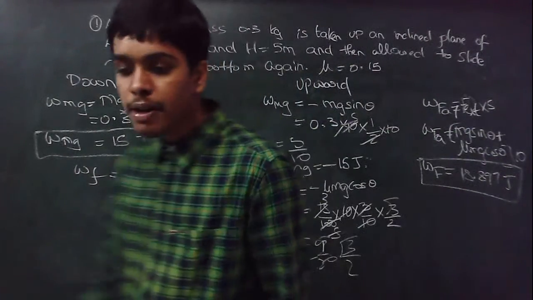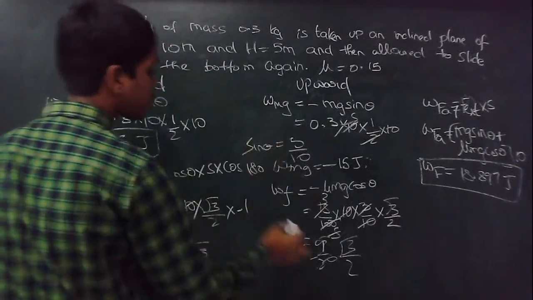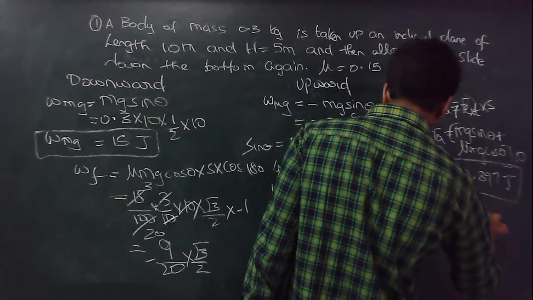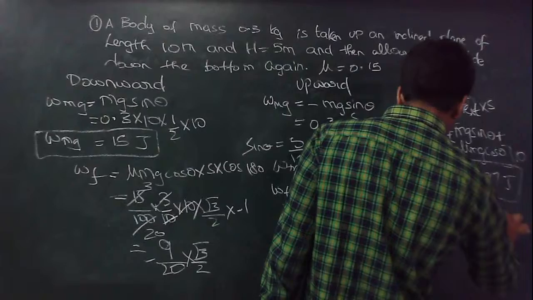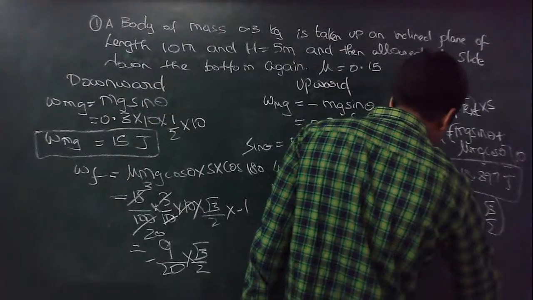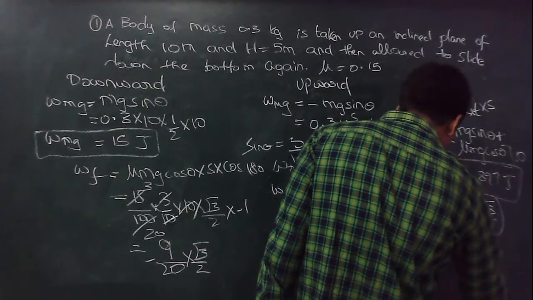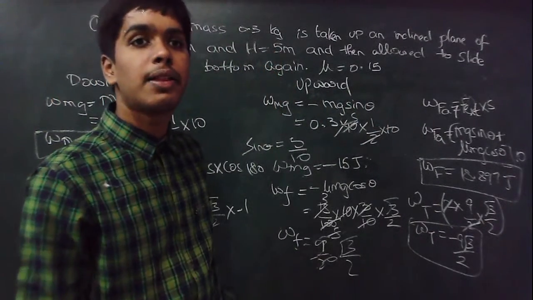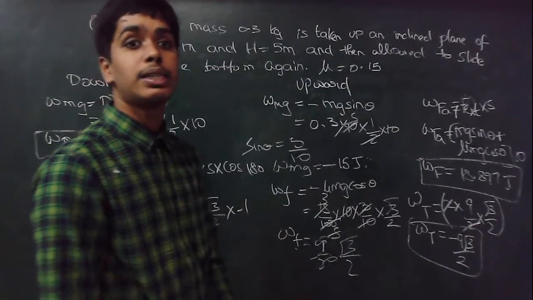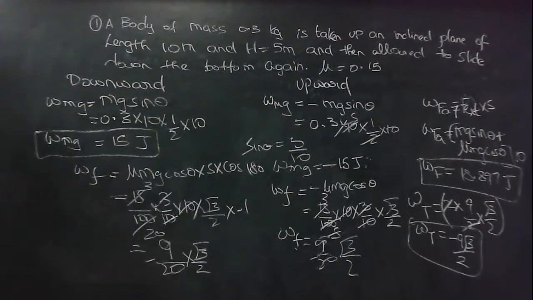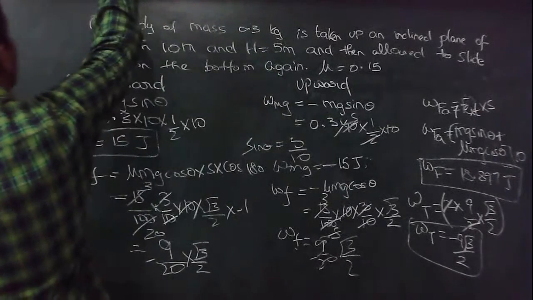So for a total round trip, you want to add. W total is equal to 2 times 9 by 2 into root 3 by 2, negative. So W total is equal to minus 9 root 3 upon 2. So this is the rough round trip. Now let's discuss the kinetic energy one for this section. The next section we will discuss the potential energy. Okay, first copy this. Now let's see for the kinetic energy.